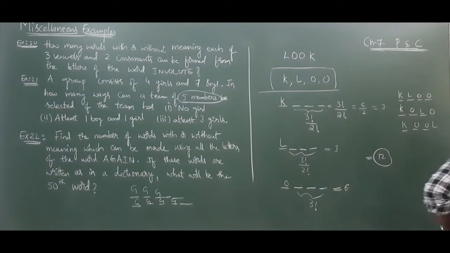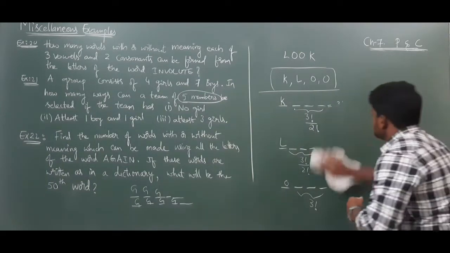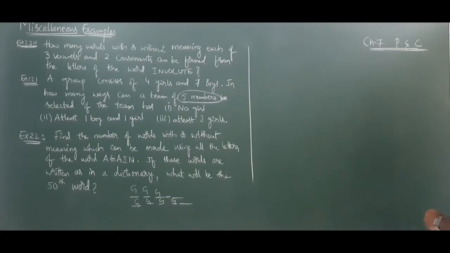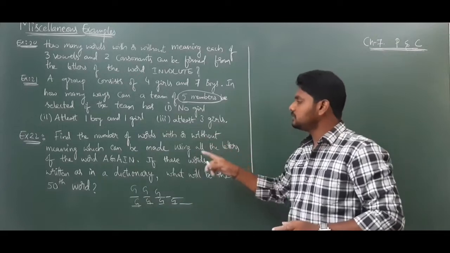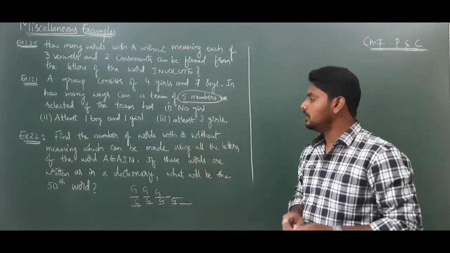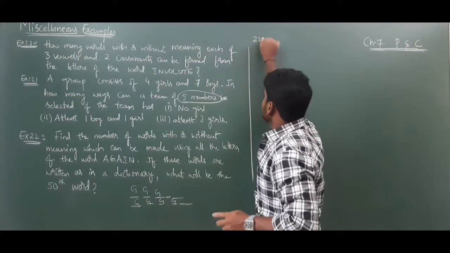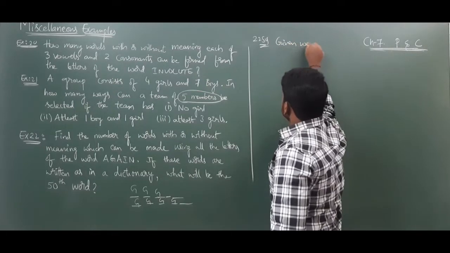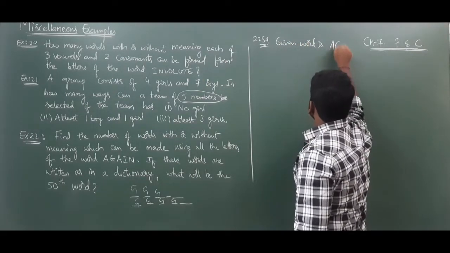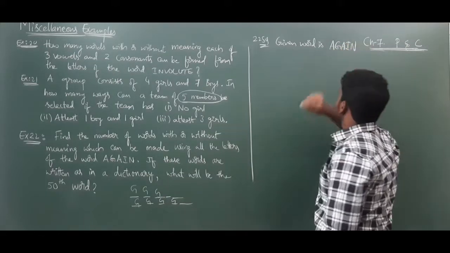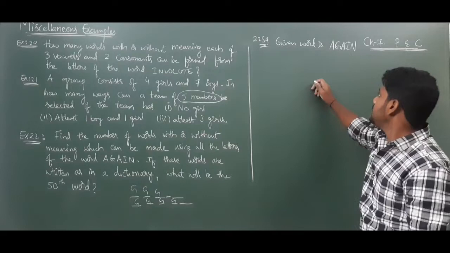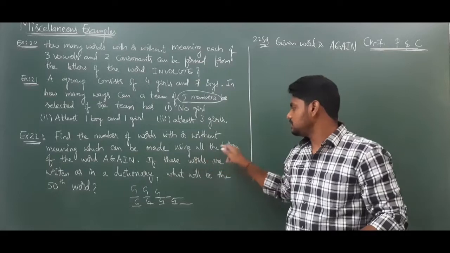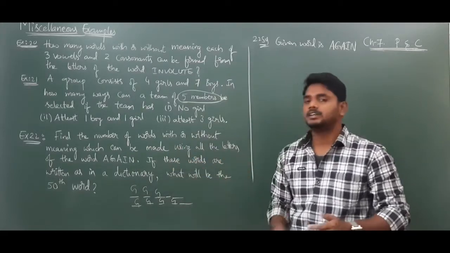Pause the video to note it down. Now observe question number 22. Find the number of words, with or without meaning, which can be made using all the letters of the word AGAIN. So that means you write the given word. Given word is AGAIN. By using all the letters of the word AGAIN, these words are to be written in a dictionary order.